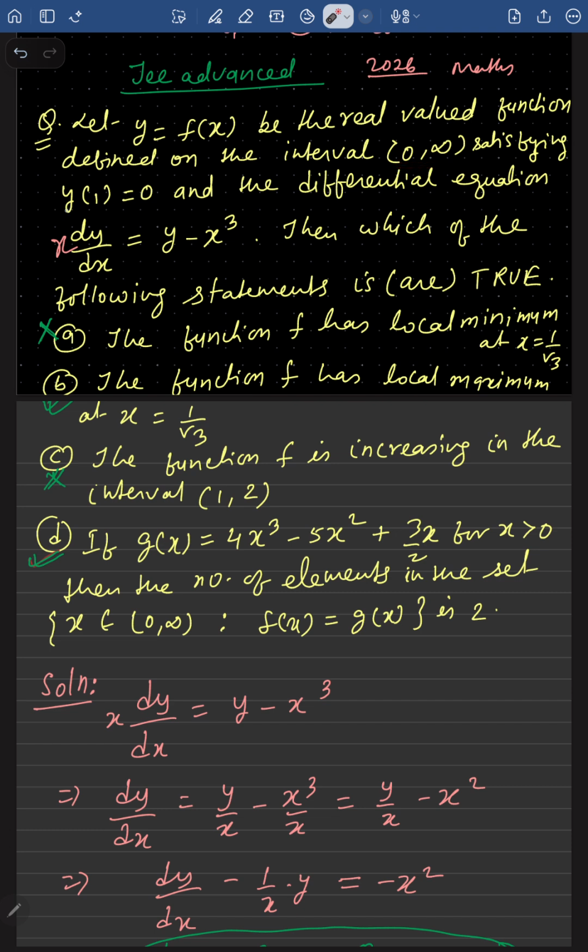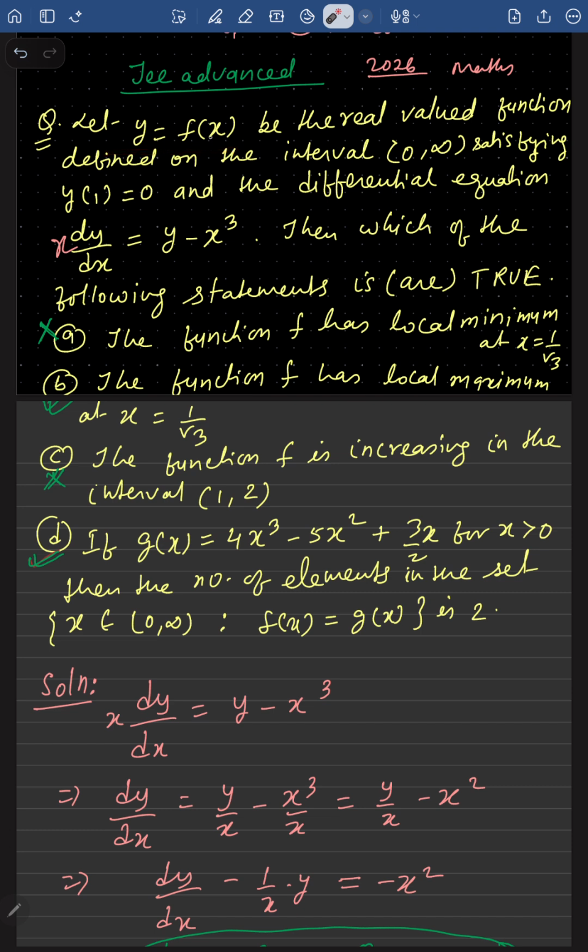Satisfying y of 1 is equal to 0, meaning y is a function f of x. So when x is 1, that is y at point 1, the value of f(x) will be 0. Okay, meaning f at the point x equal to 1 will be 0. And the differential equation is x dy/dx equal to y minus x cube. Okay, this is the given function's nature.